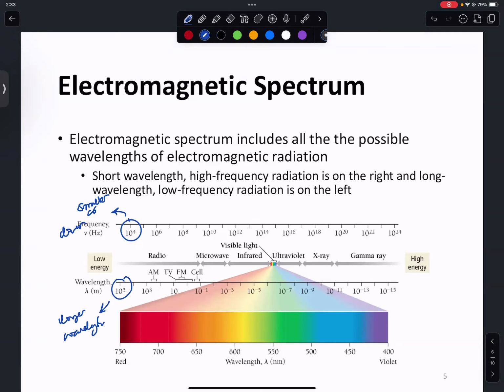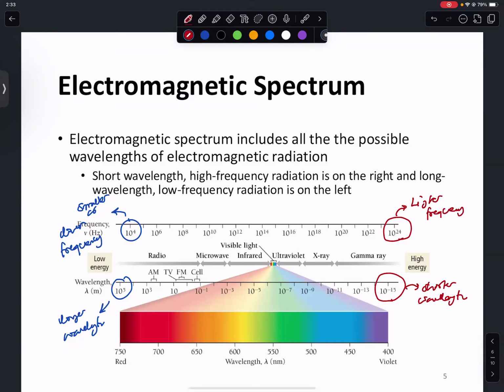Okay, sorry, my handwriting. Frequency. And on the far right, we have smaller or shorter wavelength and higher frequency. So this is the first trend that you are expected to know.